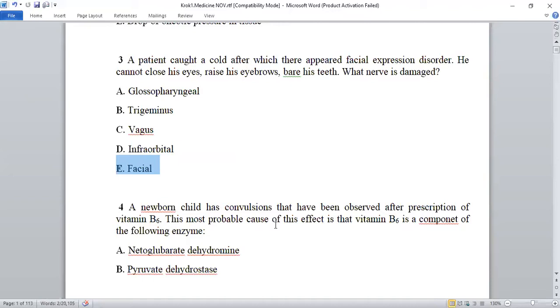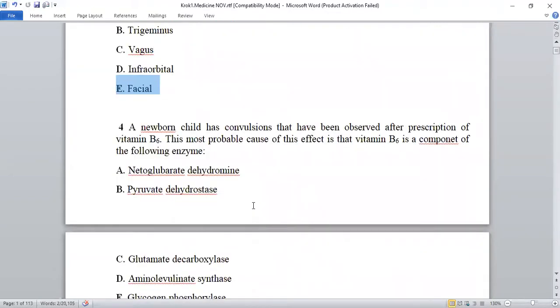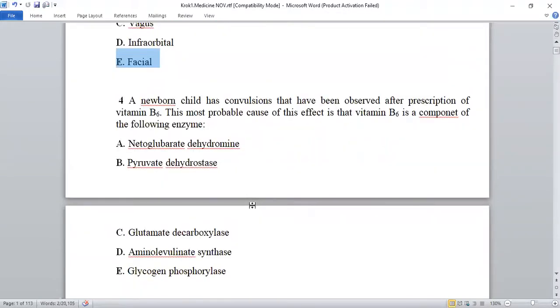All right. So Gloria, can you please read question number 4 for us? A newborn child has convulsions that have been observed after prescription of vitamin B6. The most probable cause of this effect is that vitamin B6 is a component of the following enzyme. All right.